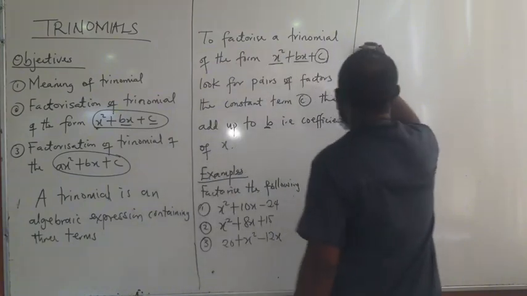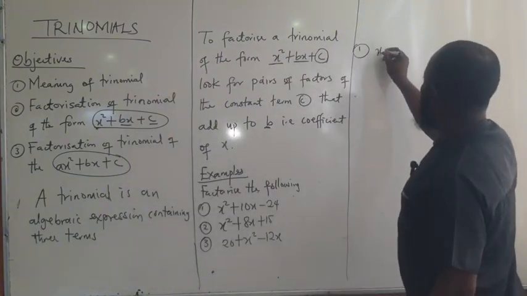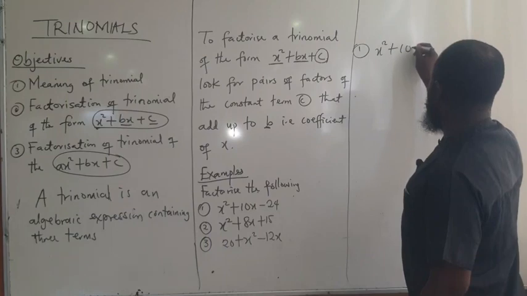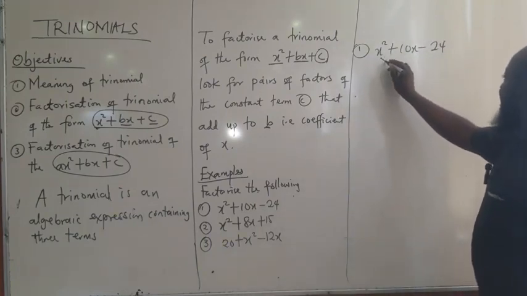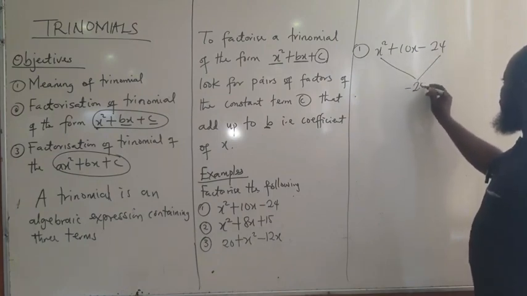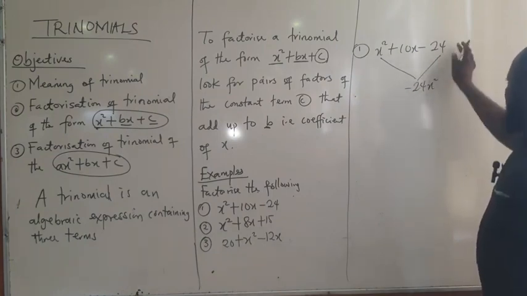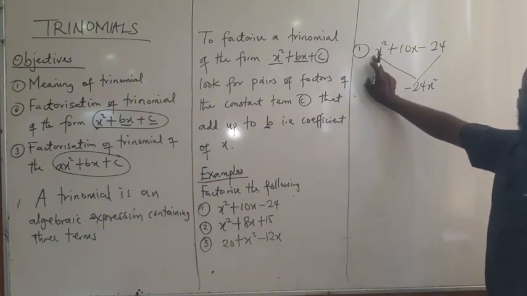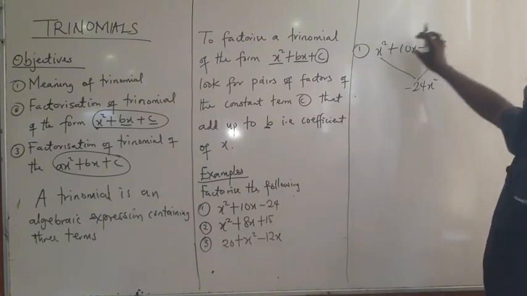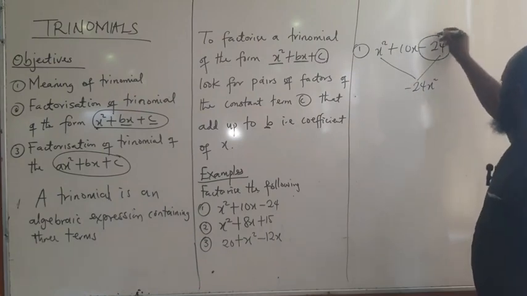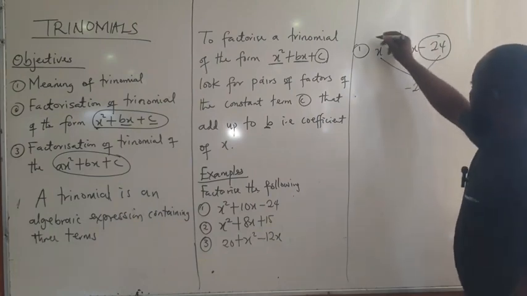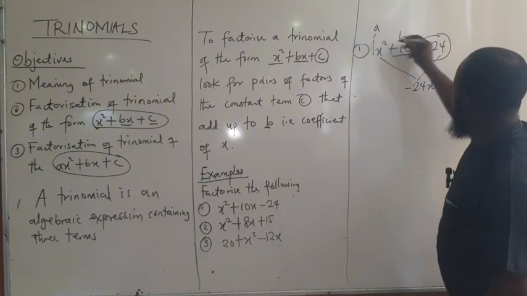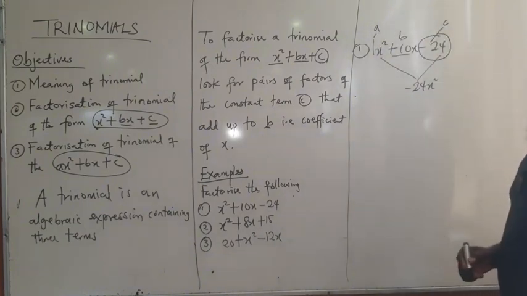Now, the first example we have there is x squared plus 10x minus 24. In some textbooks, you'll be asked to multiply this by this, which will give you minus 24x squared. But the coefficient of x squared here is 1, so we are only considering this minus 24, which is the constant. The coefficient of x here is 10. This is b, this is a, what we have here is 1, and this one is c. Hope I'm making sense.